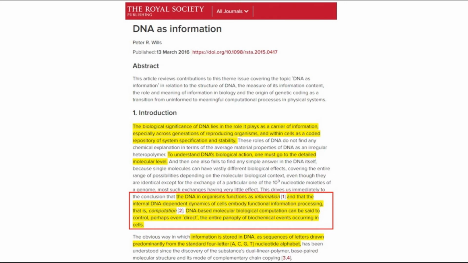As a paper published at the Royal Society stated, the DNA in organisms functions as information, and the internal DNA-dependent dynamics of cells embody functional information processing, that is, computation. DNA-based molecular biological computation can be said to control, perhaps even direct, the entire panoply of biochemical events occurring in cells.